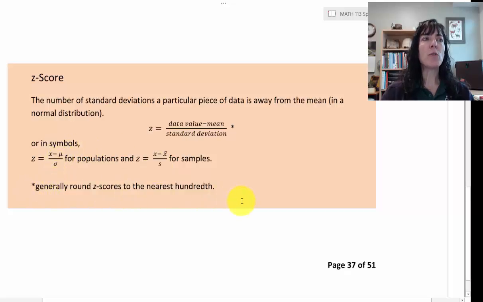Then also generally round your z-scores to the nearest hundredth, because that's what our table shows for z-scores, the table that we'll be using. So when you calculate a z-score, generally round it to the nearest hundredth. And we'll do some of these.